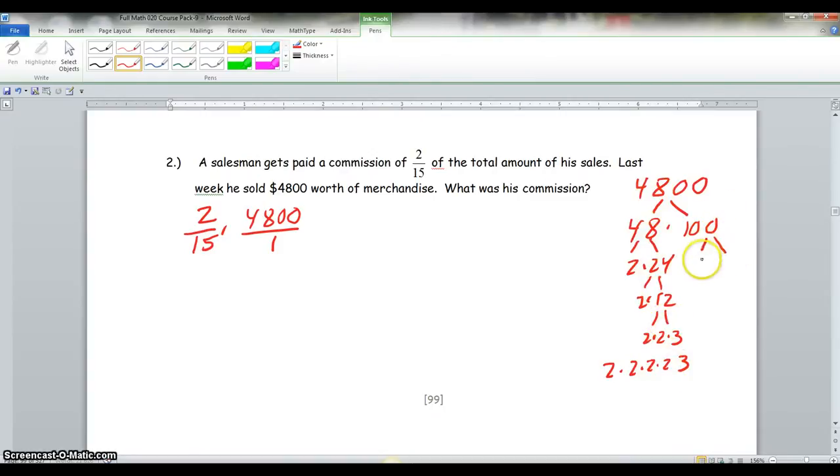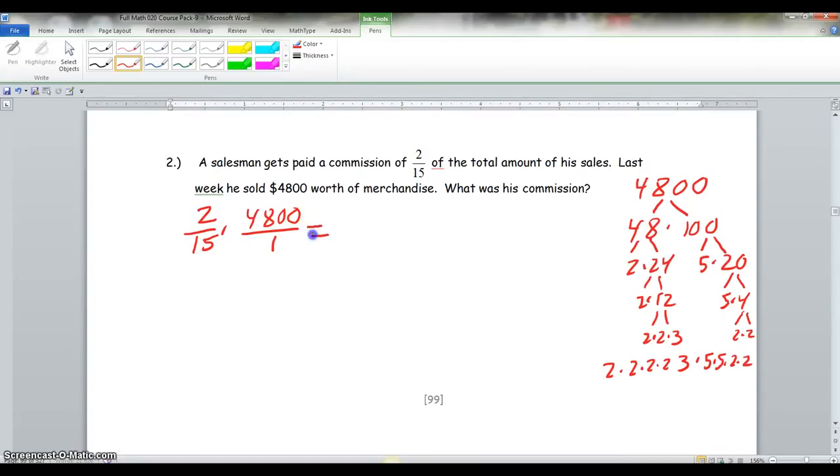Now 100. We know 5 times 20 is 100. 20 breaks down to 5 times 4, and 4 breaks down to 2 times 2. So that means we have 2 5's and 2 2's.